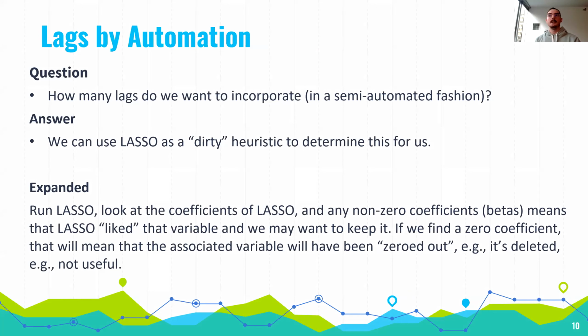But the real question is, how many lags do we want to incorporate? Can we do it in an automated fashion so we're not really guessing and checking? And I found that we can use Lasso as kind of a dirty way to determine this for us. So we're going to run Lasso and look at the coefficients. Any non-zero coefficients mean that Lasso likes the variable and will probably want to keep it. And if we have any zero coefficients, that means that Lasso said it's not useful, let's throw it away.